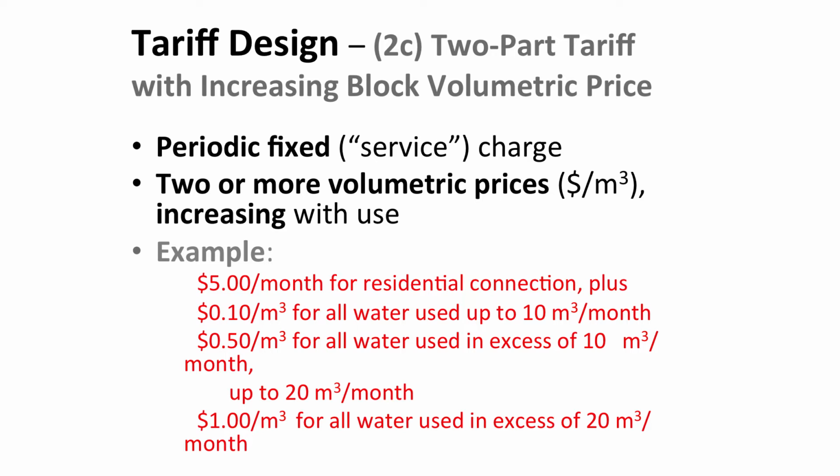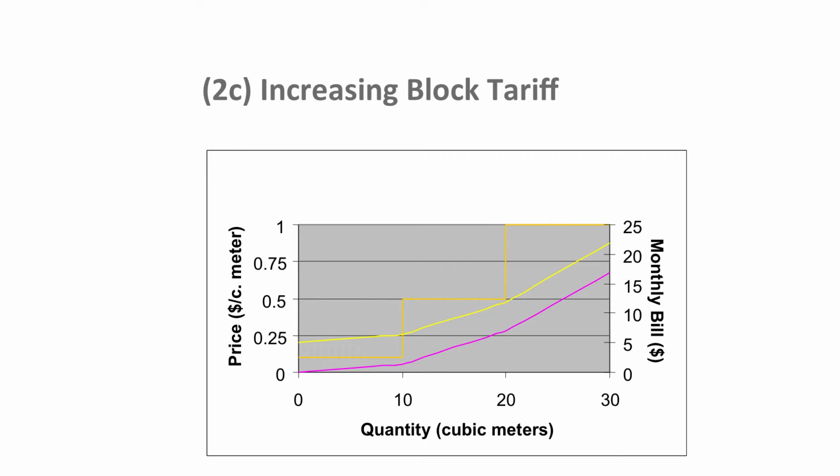If your water use exceeds 20 cubic meters per month, then you will be charged $1 per cubic meter for all water used in excess of 20 cubic meters per month. This orange line shows that the volumetric price is 10 cents per cubic meter for the first 10 cubic meters. It then increases to 50 cents per cubic meter for the next 10 cubic meters. Finally, it increases to $1 per cubic meter for quantities above 20 cubic meters per month.